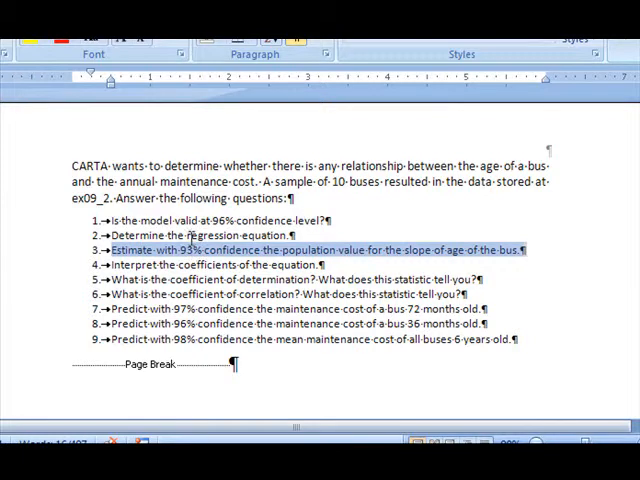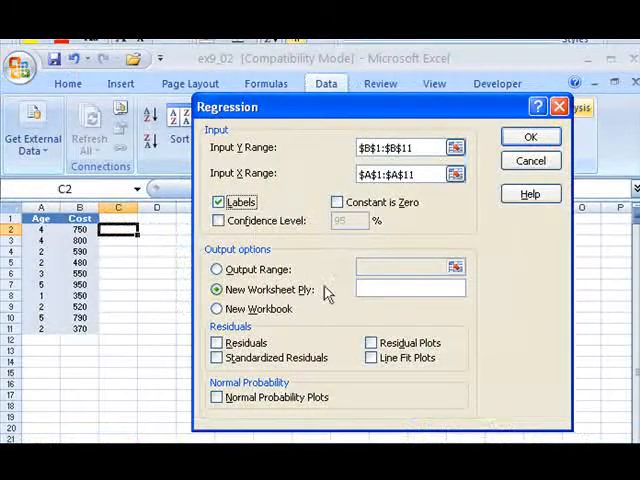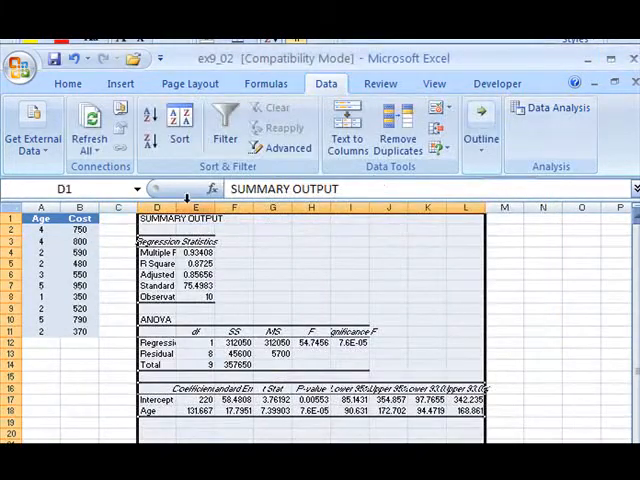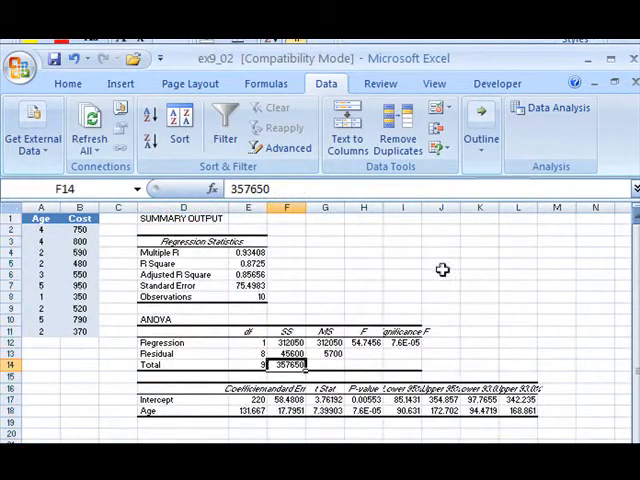I do not care about all the other confidence levels that we're going to use. I'm just going to type 93. Where do you want your output to start? And then let's leave the rest. Click OK. And that's your regression output.